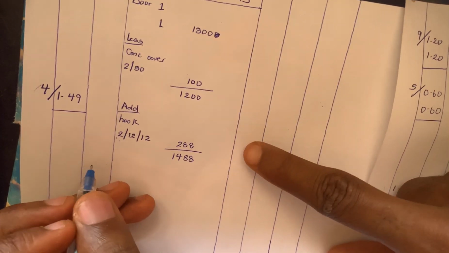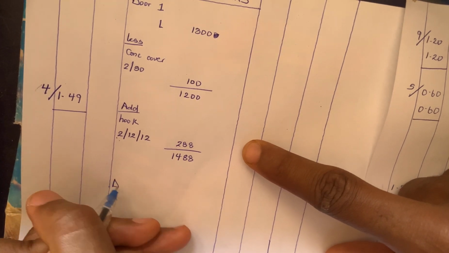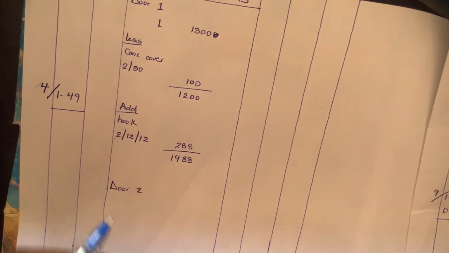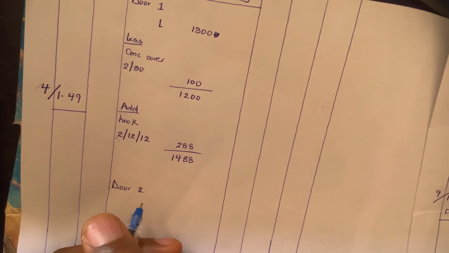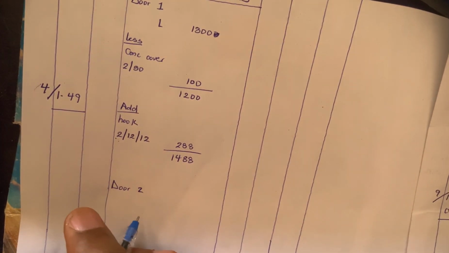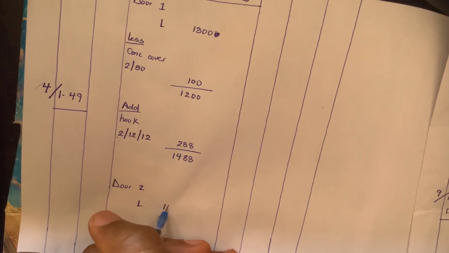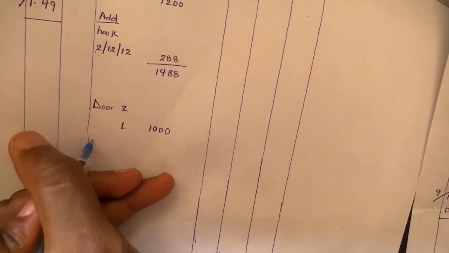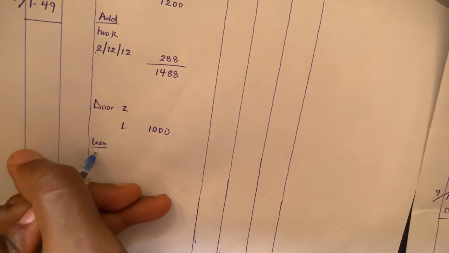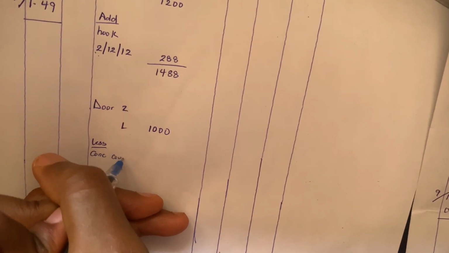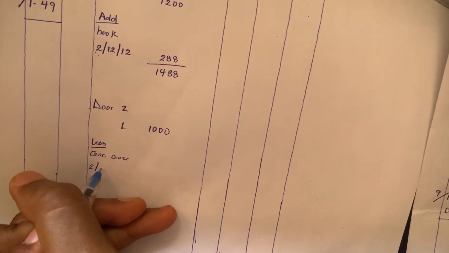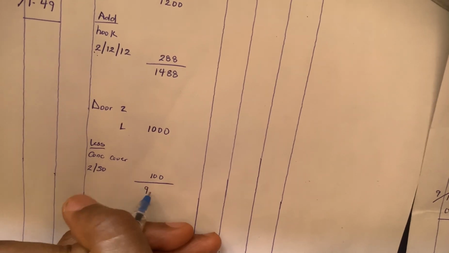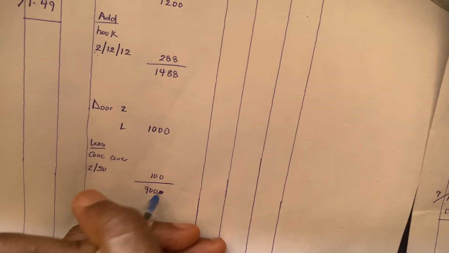Now we go to door two. The length of the lintel covering door two is 1000. So we say length is equal to 1000. Then we less concrete cover, which is 2 by 50, to give us 100. And then that will give us 900.